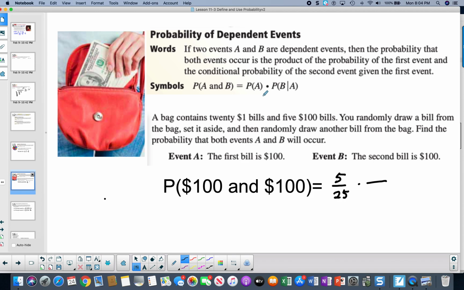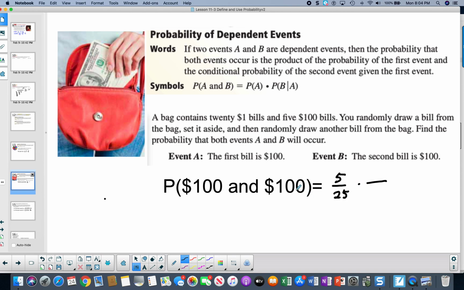When it's dependent events, it's going to be the probability of A times the probability of the second event dependent on A. A bag contains 20 $1 bills and 5 $100 bills, and you randomly draw a bill from the bag, set it aside, and then randomly draw another bill from the bag. Find the probability that the first bill is 100 and the second bill is 100. So there are 5 $100 bills, 5 out of the 25. So to get the first 100, here's the probability.